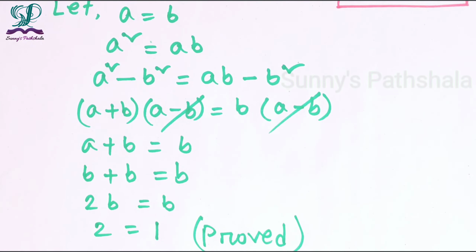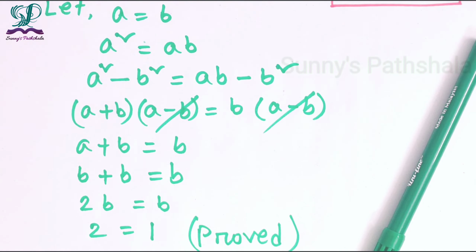Viewers, 2 can never be equal to 1. If it happens, whole math system will be proved wrong. Here might be wrong. Can you guess anything? Okay, pause the video and think.